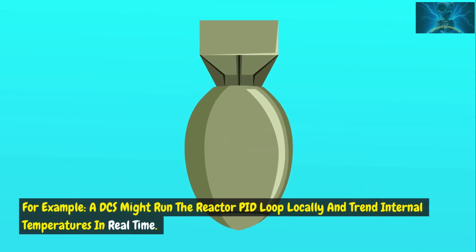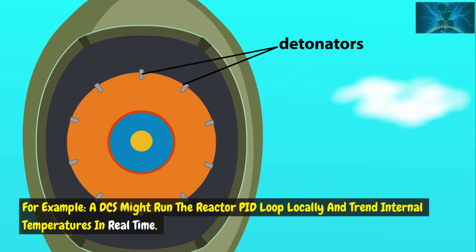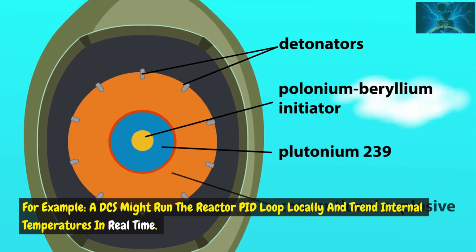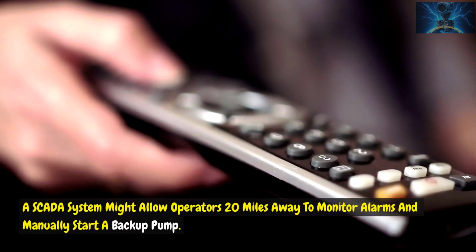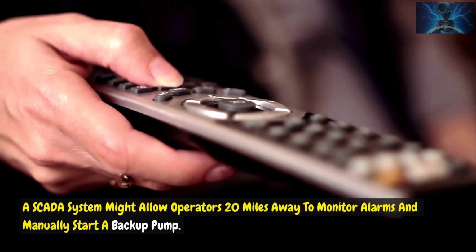For example, a DCS might run the reactor PID loop locally and trend internal temperatures in real time. A SCADA system might allow operators 20 miles away to monitor alarms and manually start a backup pump.